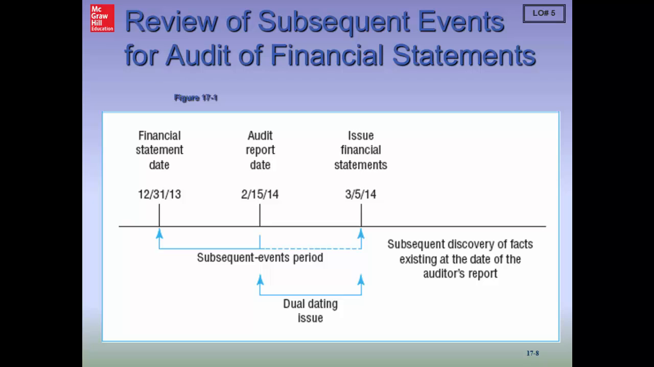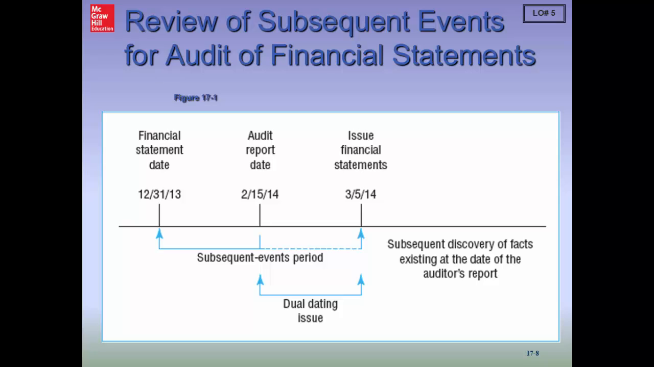We want to consider what exactly is the subsequent period and the opportunity that we call a dual dating question or a dual dating issue. What we see here is the financial statement date ended on December 31st, 2013. The audit report date, which essentially is the date when we conclude our testing and the auditors leave the organization. And then there's a gap in time between the audit report date, when we conclude the audit, and when we actually issue the financial statements. This whole period is what we call the subsequent event period.